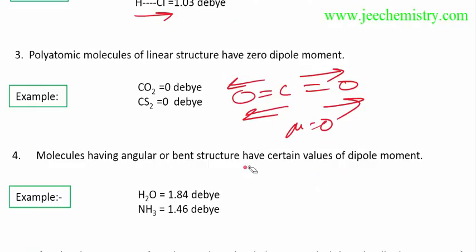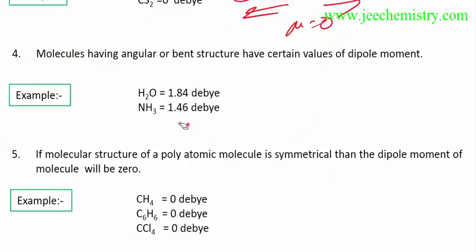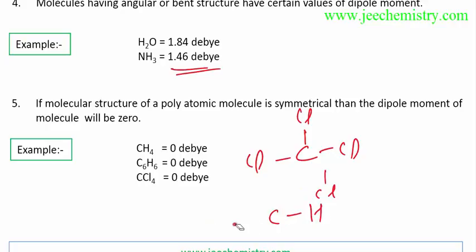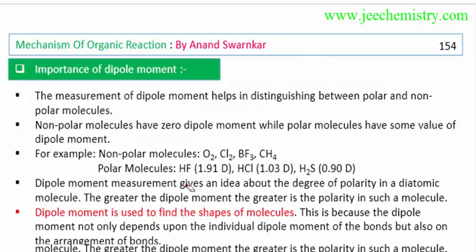Molecules having an angular or bent structure have a certain value of dipole moment. SO2 has 1.84 and SO3 has 1.43. If a polyatomic molecule is symmetrical, then the dipole moment will be 0. This is a symmetric molecule, CCl4, CH4. If there is a symmetric molecule, the dipole moment will be 0. Such symmetric molecules have zero dipole moment. This needs to be taken care of.